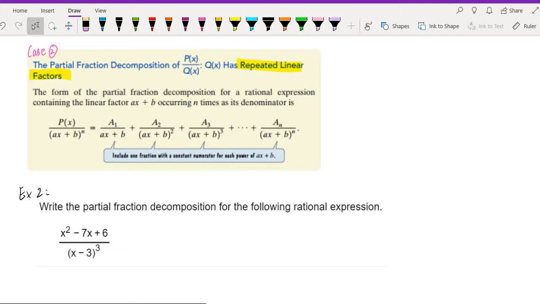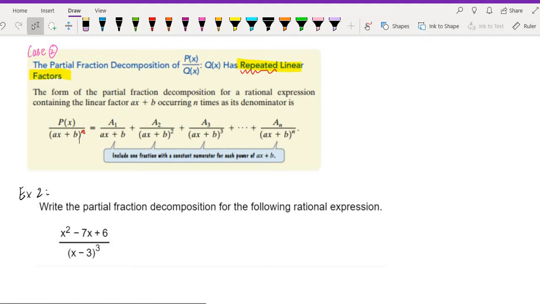What that is: if we have P of x over ax plus b to the nth power. Repeated. Now maybe I can highlight this word. This repeated, that's what we're talking about, this n right here. Okay? Outside the parenthesis is n. Inside the parenthesis we still have x, which is still a linear factor. So that is what we're talking about.